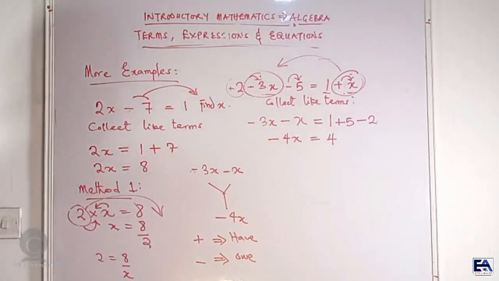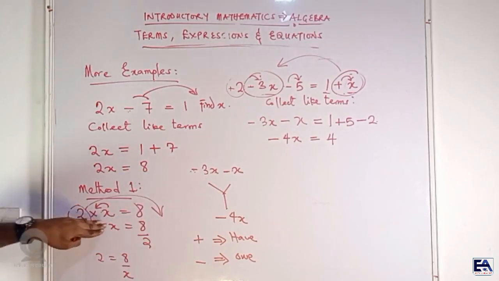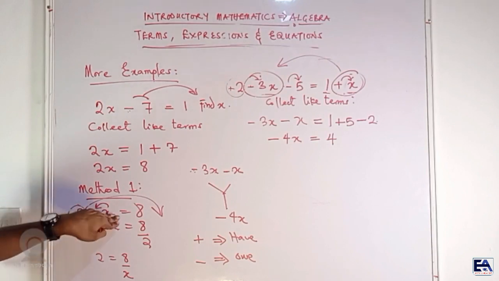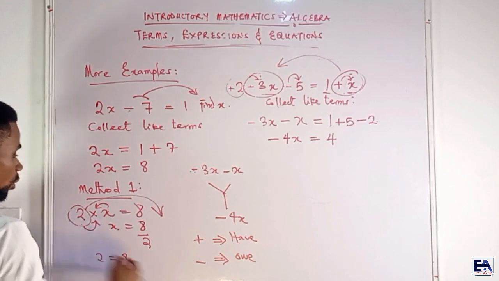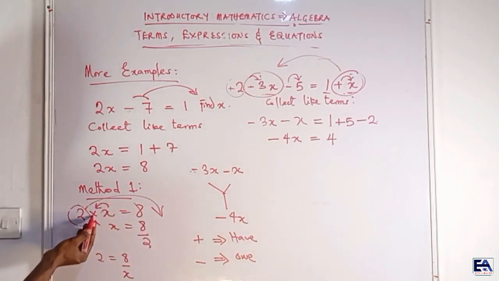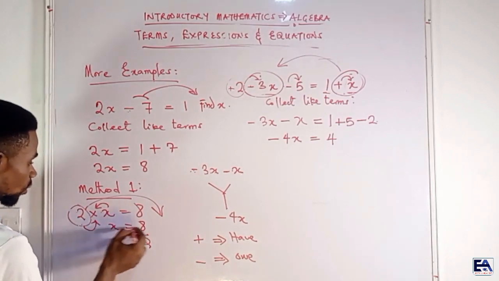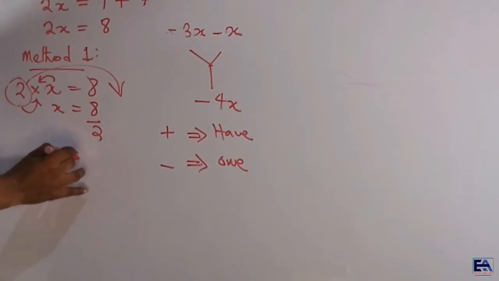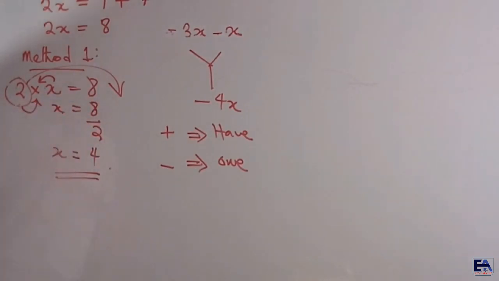So method 1 is to consider 2 and x as multiplying each other. So 2 times x is equal to 8. So when this 2 moves to the other side, it goes in form of division. Remember that both of them are entitled to this multiplication. So we have x equals 8 divided by 2, and x becomes what? When you divide 8 by 2, you get 4. And that is the answer.